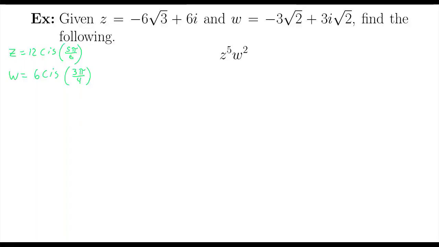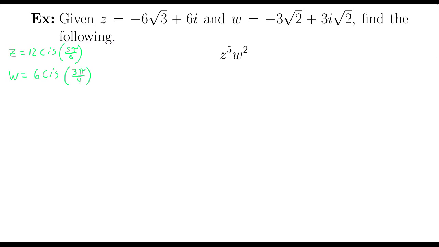Let's find z to the fifth times w squared. Remember from earlier examples, we found z is 12 (cosine + i sine) of 5 pi over 6, and w is 6 (cosine + i sine) of 3 pi over 4. All right, so to figure this out, let's figure it out one piece at a time.